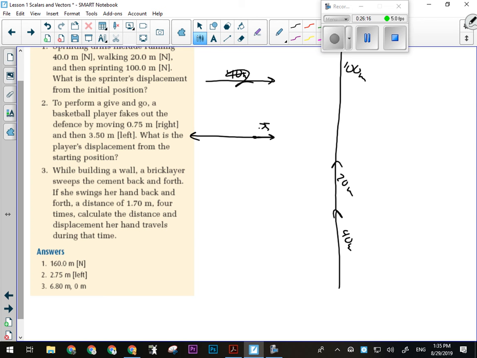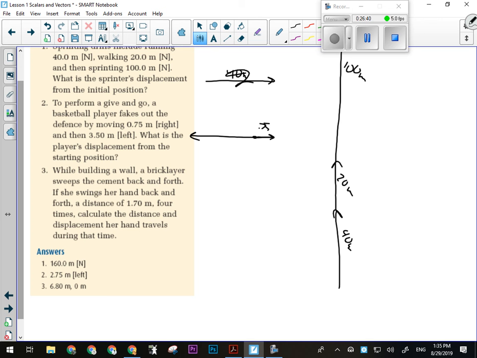Okay, if we're building a wall, bricklayers sweep cement back and forth. If you've ever put bricks together, you have to put the mortar in between them, right? And you sweep it back and forth with the trowel. Okay, so they swing their hand back and forth 1.70 meters. So I start here, I go 1.70 meters to the right, and then back to the left, exactly the same distance. If I do that 4 times, where do I end up?